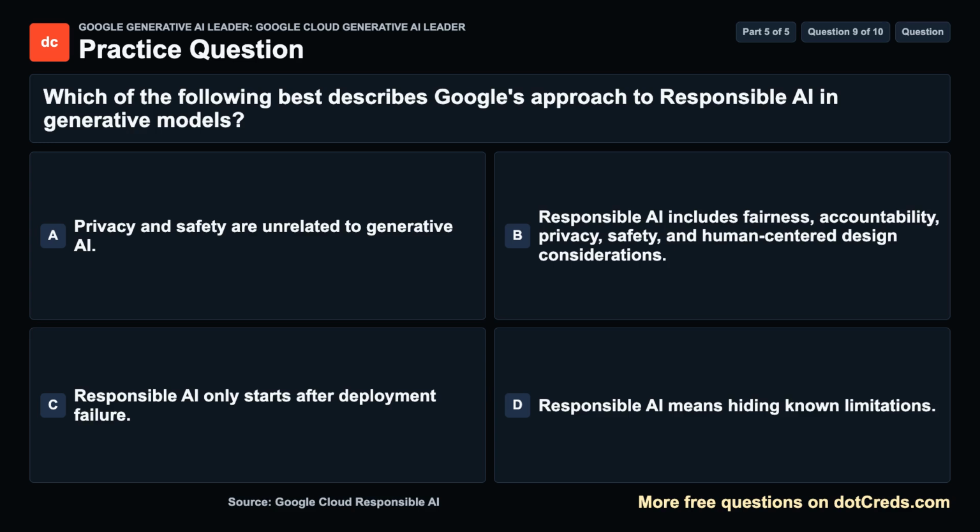Question 9. Which of the following best describes Google's approach to responsible AI in generative models? A. Privacy and safety are unrelated to generative AI. B. Responsible AI includes fairness, accountability, privacy, safety, and human-centered design considerations. C. Responsible AI only starts after deployment failure. D. Responsible AI means hiding known limitations. Take a moment, then we will review the answer.